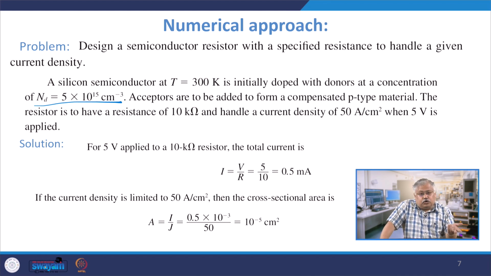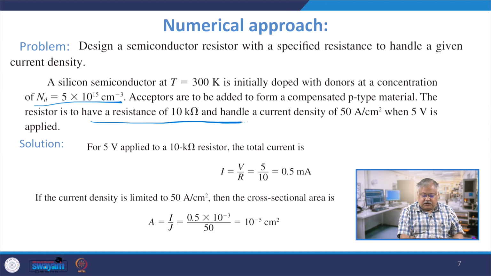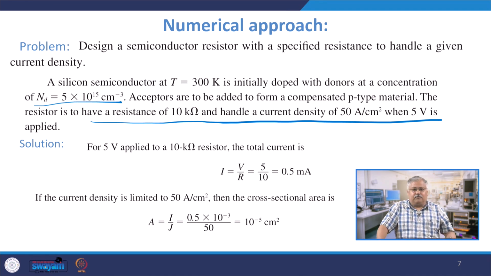After that, you start adding acceptors to form a compensated p type material. I will explain to you what this means. The requirement from the user is to have a resistance of 10 kilo ohm, which can handle a current density of 50 amperes per centimeter square when you apply a 5 volt supply. Now, what compensated means will come later, but just for your information, we initially did a doping of 5 into 10 to the power 15 per centimeter cube.